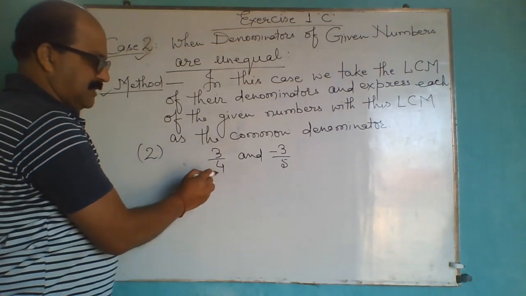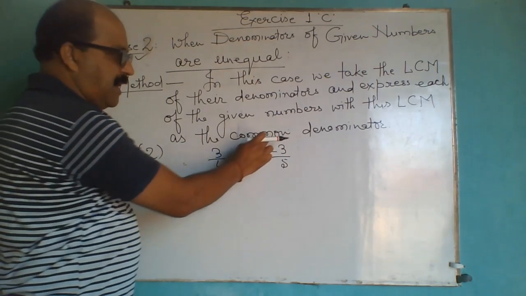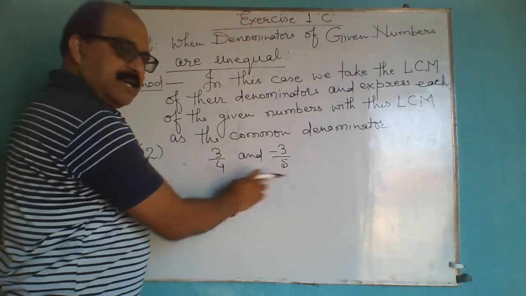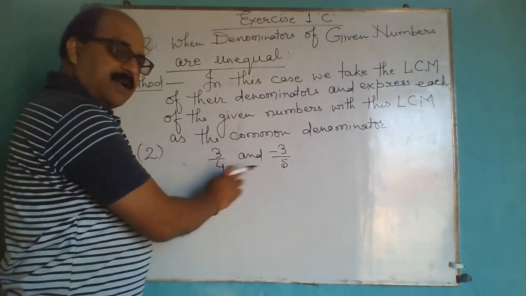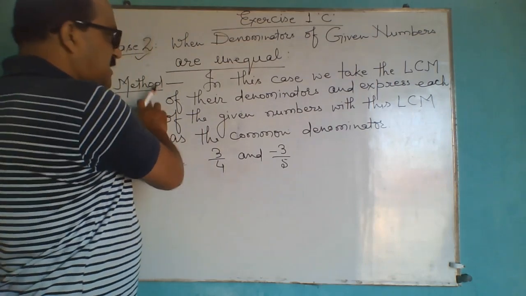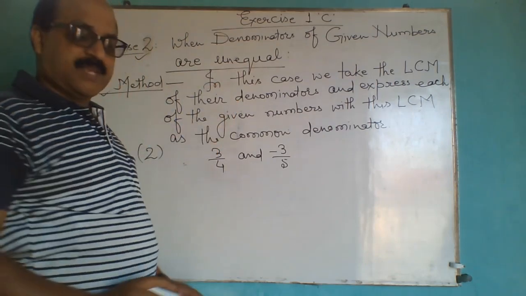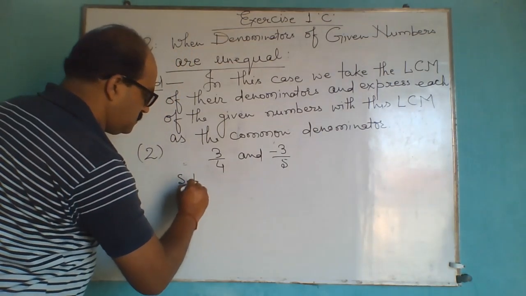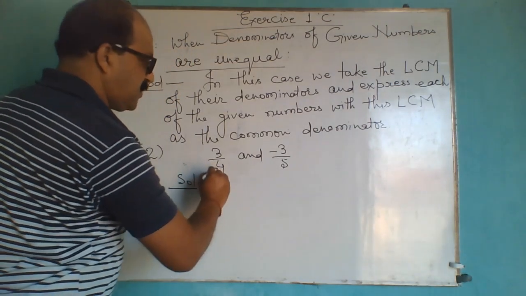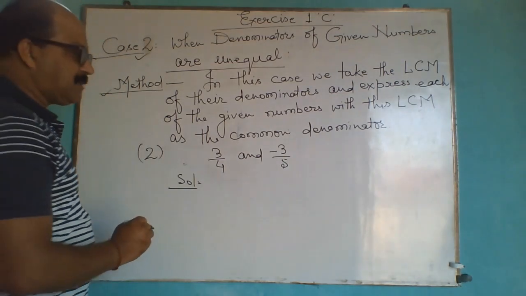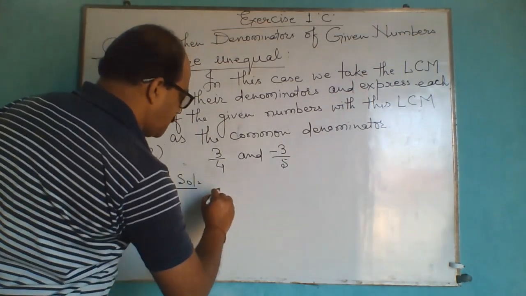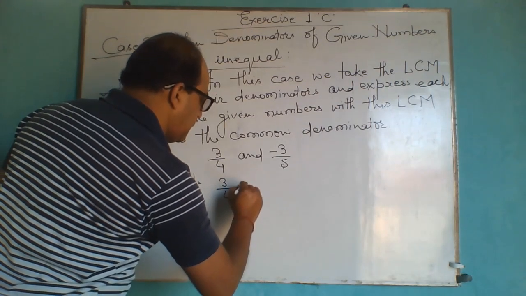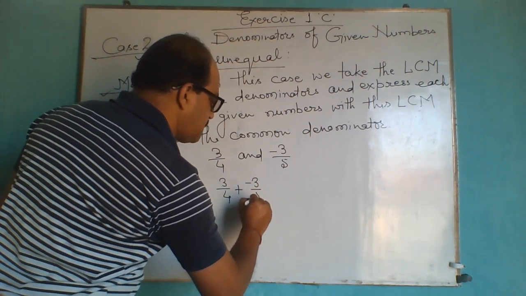Here, what have we seen? In 3 by 4 the denominator is 4, and in minus 3 by 5 the denominator is 5. Both are different, both are unequal. So the same method will be applied. Take the LCM of 4 and 5. The LCM of these numbers is 20. 3 by 4 plus minus 3 by 5.